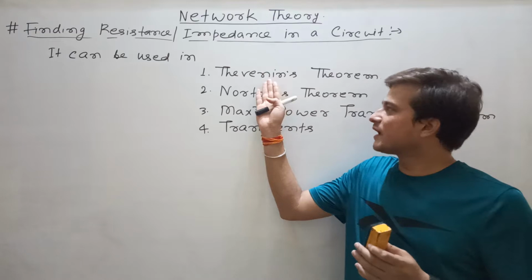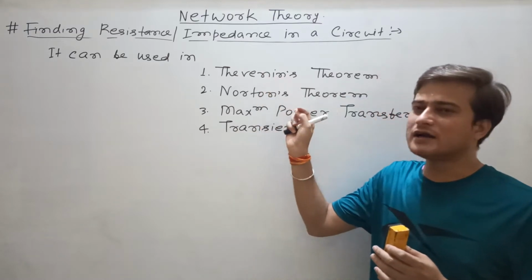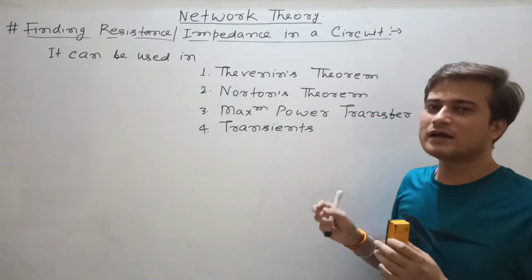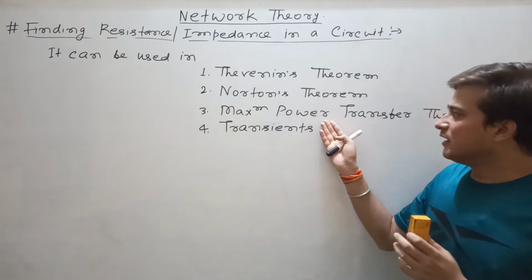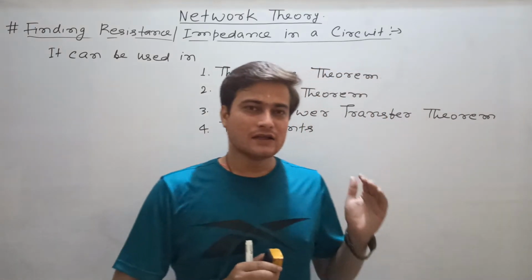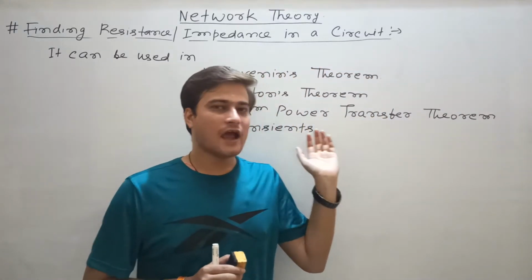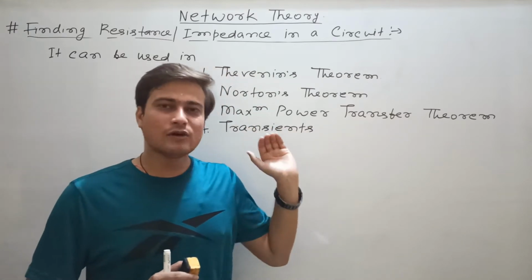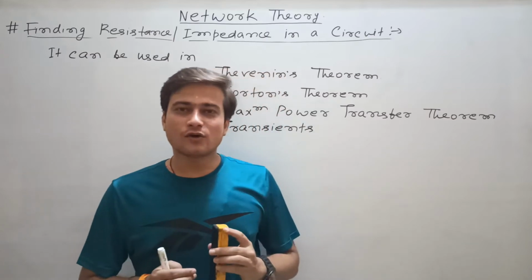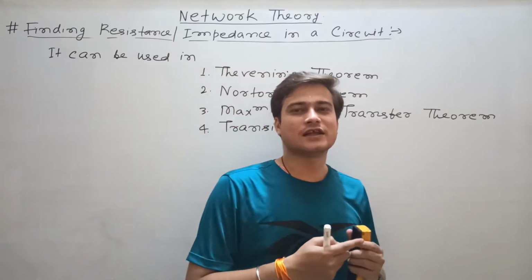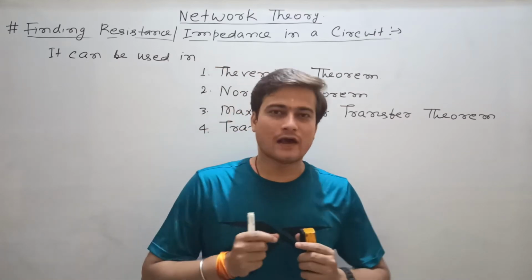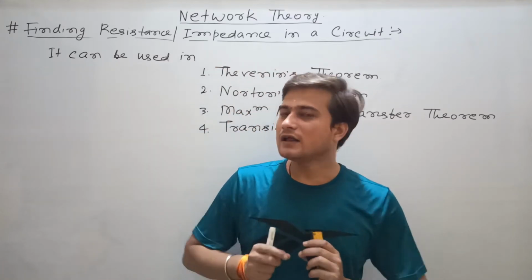That means in the case of Thevenin's theorem, you will have to find R Thevenin. In the case of Norton's theorem, you will have to find R Norton. In the case of maximum power transfer theorem, you will have to find R Thevenin or Z Thevenin, and in the case of transients, you will have to find the time constant of the circuit. So when you go to find the time constant of the circuit, for that you need to find R equivalent.